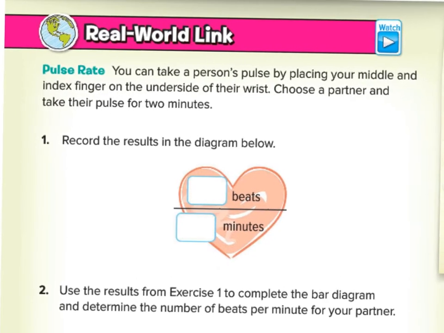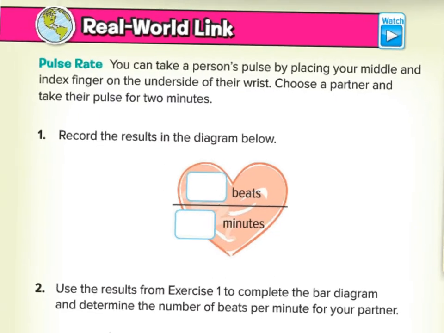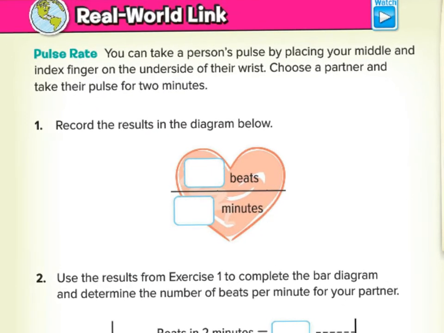So how do we use rate in the real world? Pulse rate. You can take a person's pulse by placing your middle and index finger on the underside of their wrist. Choose a partner and take their pulse for 2 minutes. Okay, so let's just say I am your partner and I am going to pause the video right now and take my own heart rate.